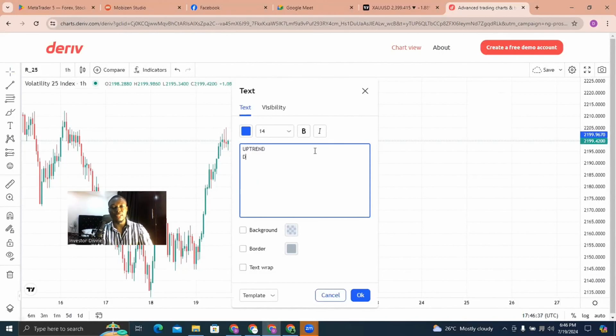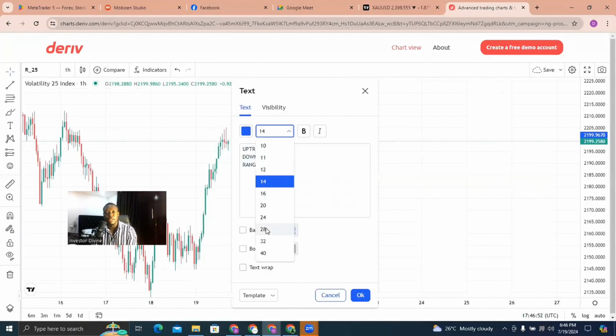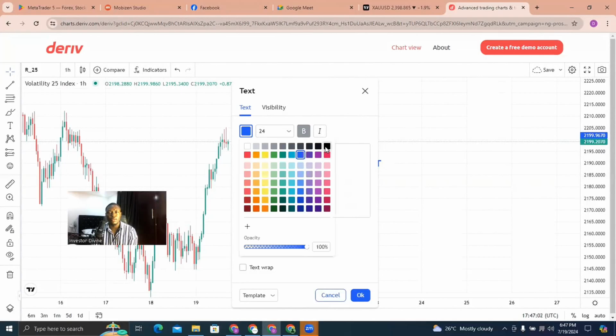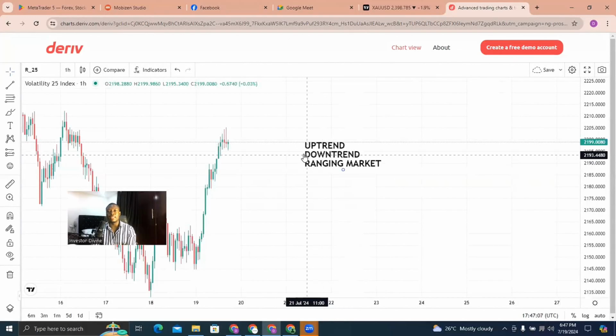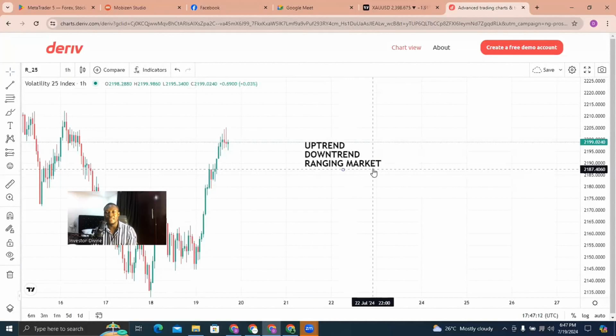You have the downtrend. And you have the ranging markets. Uptrend, downtrend, and ranging markets. And do this. Make it bold. Color black. Alright, so these are the three types of trends that we have: the uptrend, the downtrend, and the ranging market.